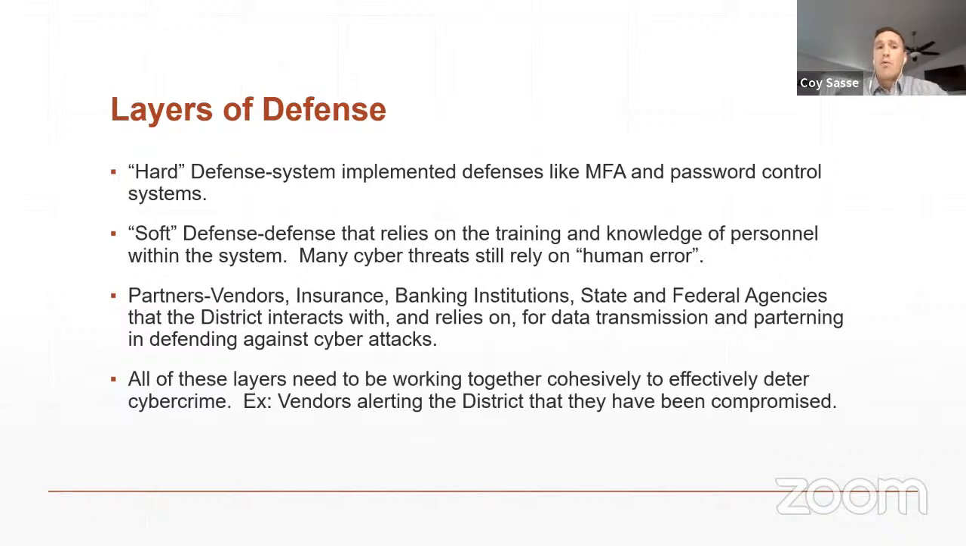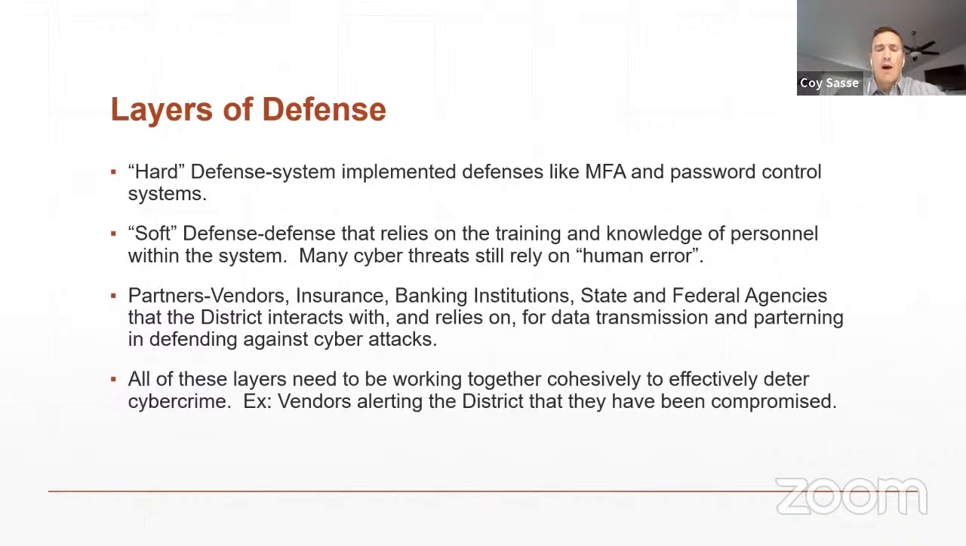So when we think about the great need for not only training and knowledge of our personnel, but also building in internal control processes and procedures that can help our employees defend against those threats, that is really, really an important part of layering that defense.